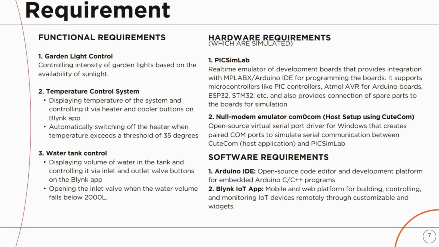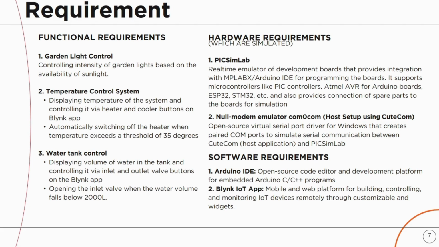Let's look at the requirements in detail. The first one was garden light control, where the garden light's intensity is controlled based on the availability of sunlight. The second one is the temperature control system, where the temperature of the system is displayed on an LCD display as well as on the Blynk app. The temperature is also controlled by the heater and cooler buttons on the Blynk app. The heater will be automatically switched off whenever the temperature exceeds a threshold of 35 degrees.